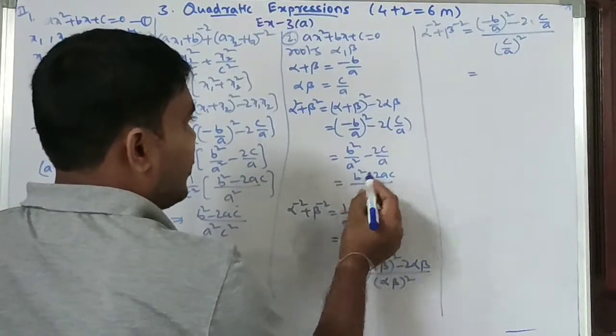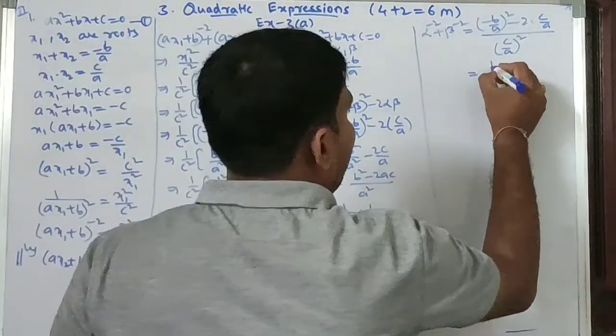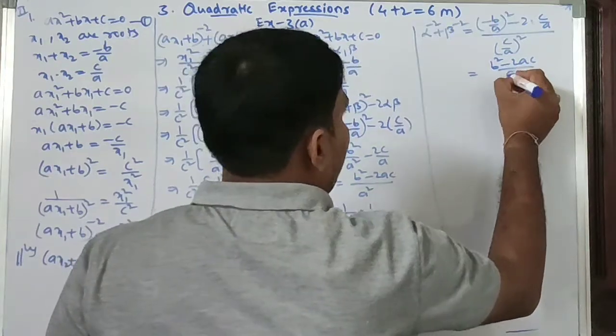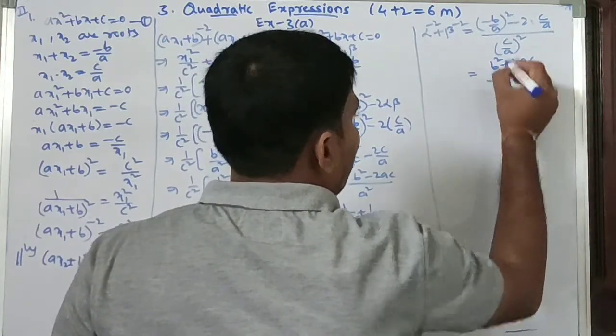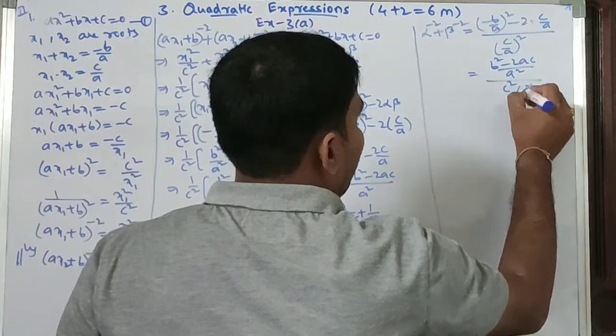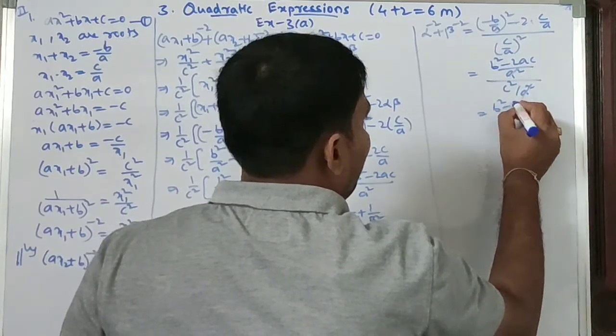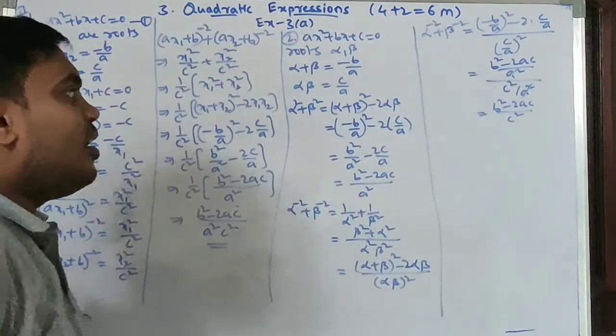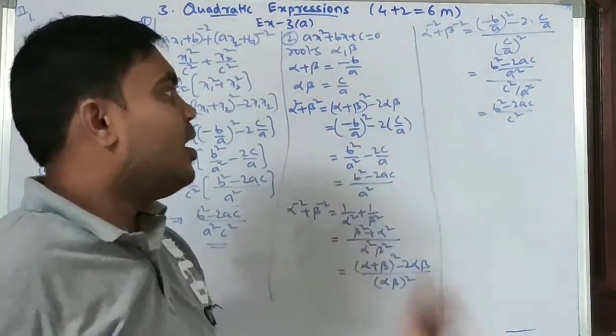Alpha square plus beta square. How much did we get? (b square minus 2ac) by a square, and c square by a square. A square cancels. b square minus 2ac by c square. So these are the two roots. This is one root, this is another root.